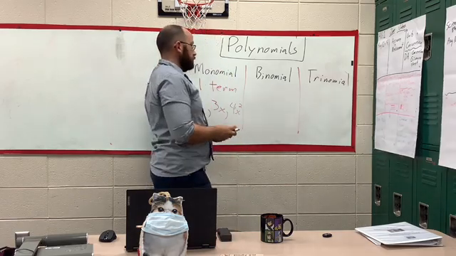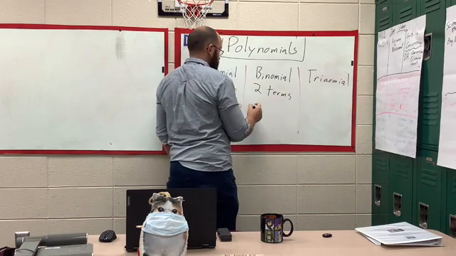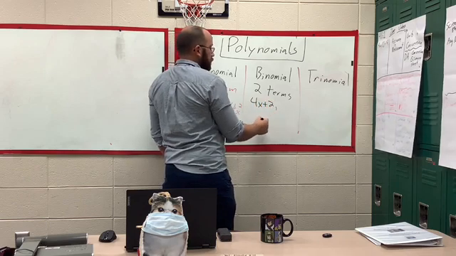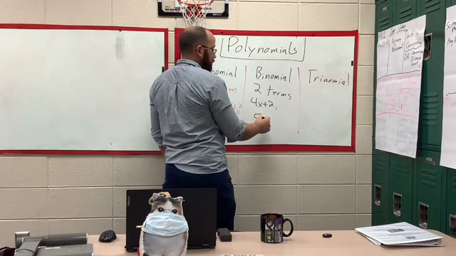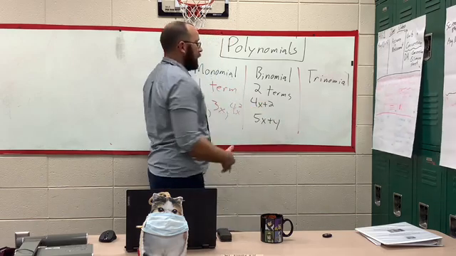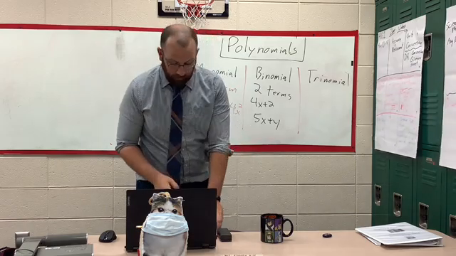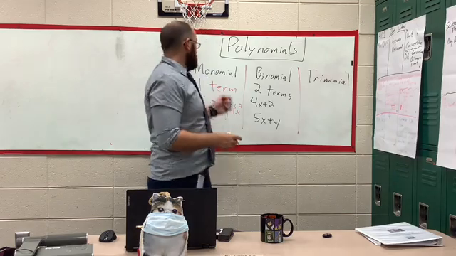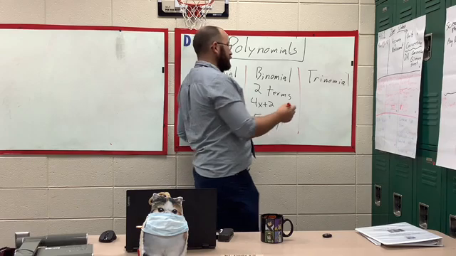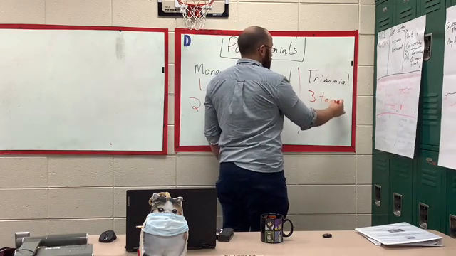A binomial has two terms. So 4x plus 2 or 5x plus y, those are binomials. They have two terms in them. And if you can guess, monomial 1, binomial 2, you keep adding, what is it? Trinomial, which is how many? 3 terms. There you go.